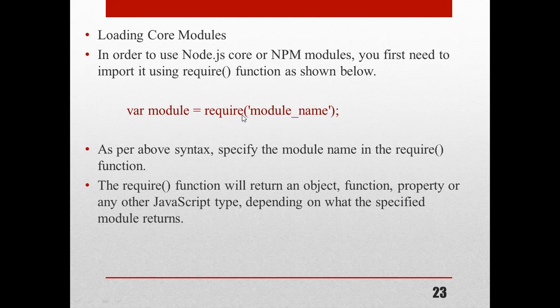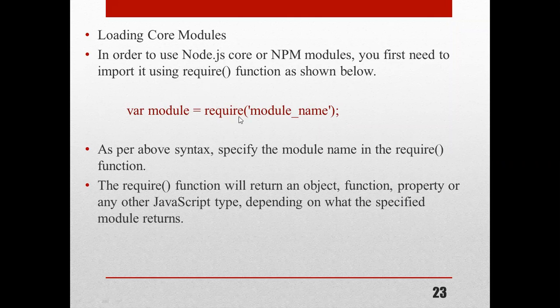Here the require function will return an object, function, property, or any other JavaScript type depending on what the specified module returns. Suppose, for example, we have written one module for area. That module includes several functions for calculating area for circle, triangle, rectangle, etc. So that module has different functions for calculating area.